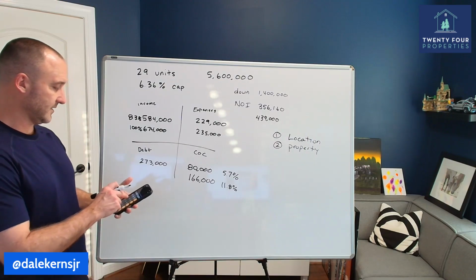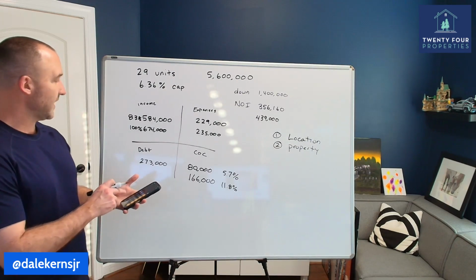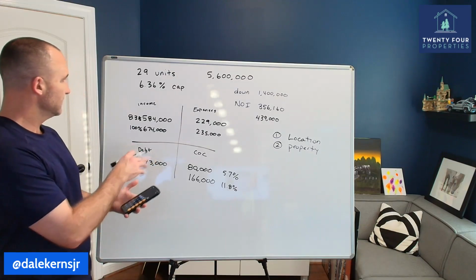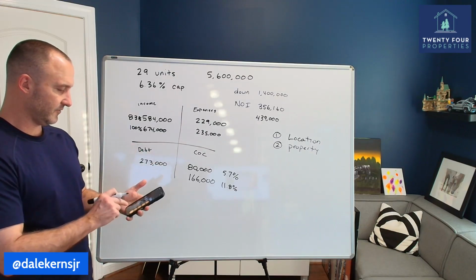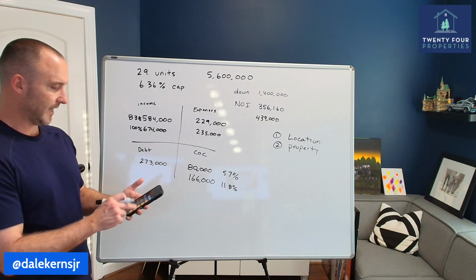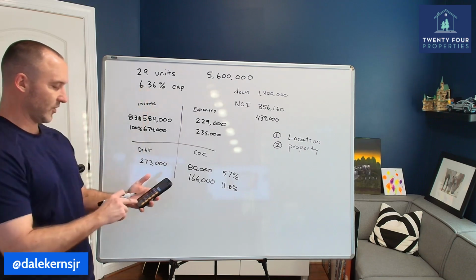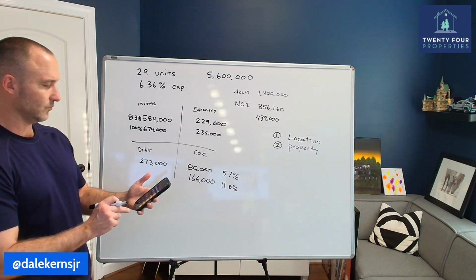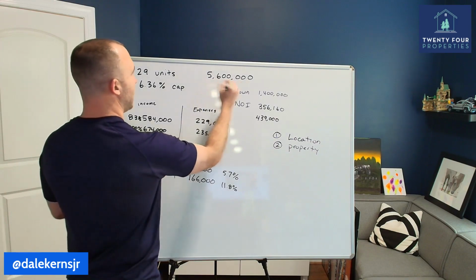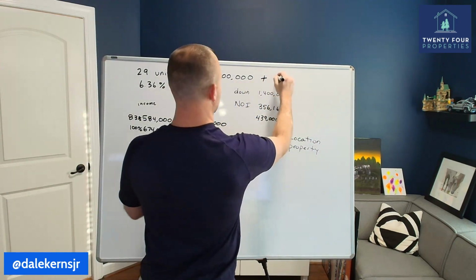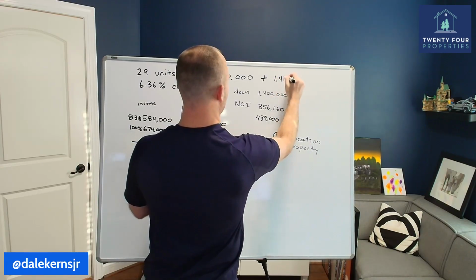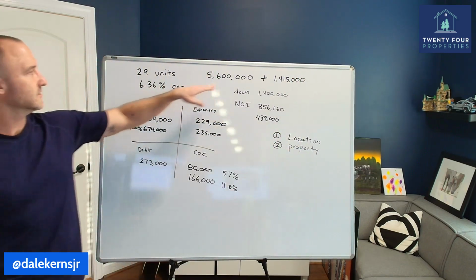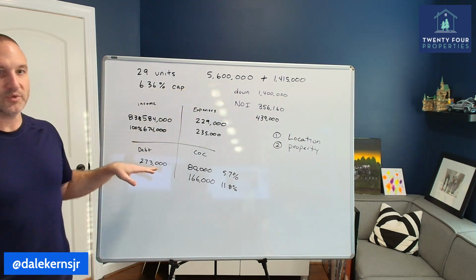Now, if you increased occupancy, not even increased rents, so your 1,500 times 5 times 12, 90,000 divided by their cap rate, 0.0636, 1.4. You added 1.4 million of value by getting this to 100% occupancy.